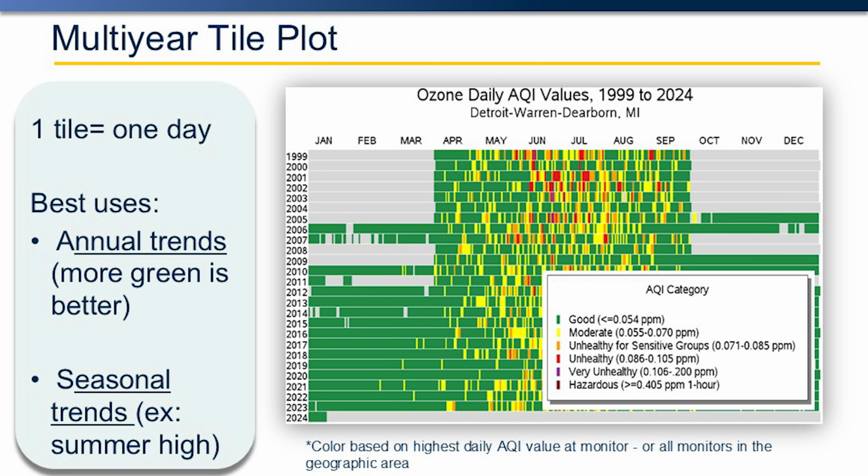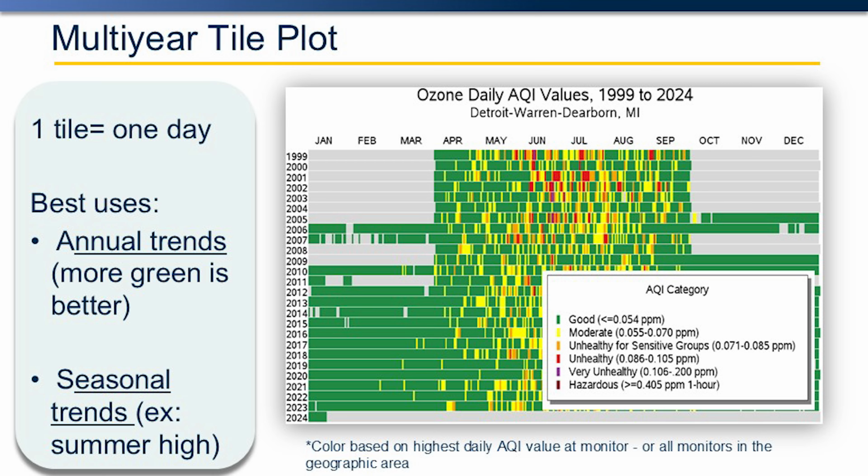Each of the little marks represents a day. The color coding is based on the Air Quality Index, or AQI. So green is good, red is unhealthy, purple is hazardous, and so forth. In this case, there is a cluster of yellow, orange, and red during the June, July, and August period.